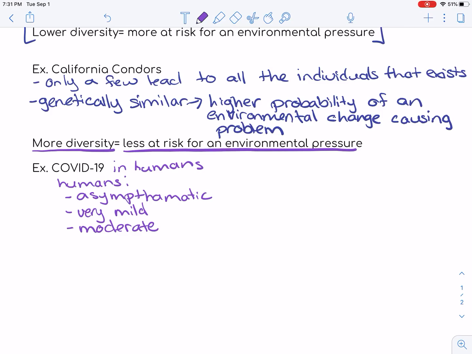And so there's less risk for an environmental pressure, meaning the disease that's going to come through, this COVID-19, is not killing every single human or anywhere close to that, but it's causing some people, right? There are many, many cases of extreme sickness that leads to death. And so there's a huge variation in the amount of symptoms. These don't lead to death. And then there's this death. But eventually, it's just because of our diversity, we are all responding to this disease differently. And so we're less at risk for this environmental pressure of this disease.